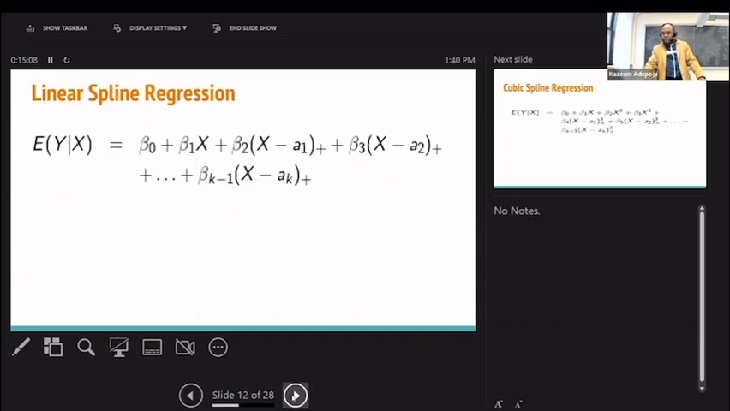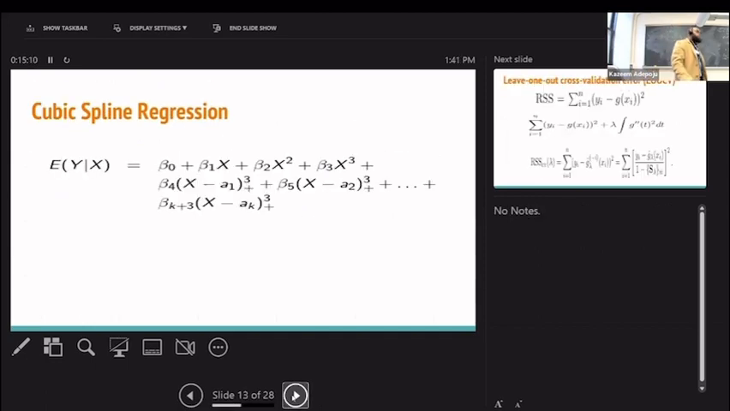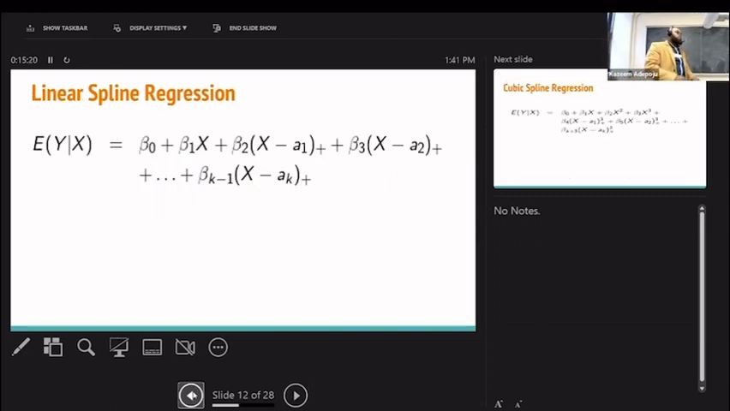Now, what about the cubic one, the cubic spline? The other time, there's something I want you to see. An extension of a simple linear regression is a linear spline. Look at that, after beta naught plus beta 1x, that's what you see. You saw that, right?